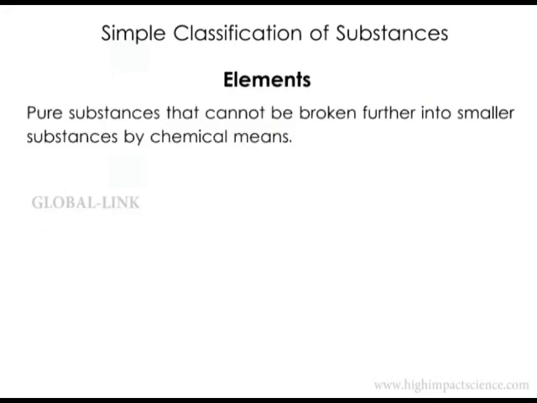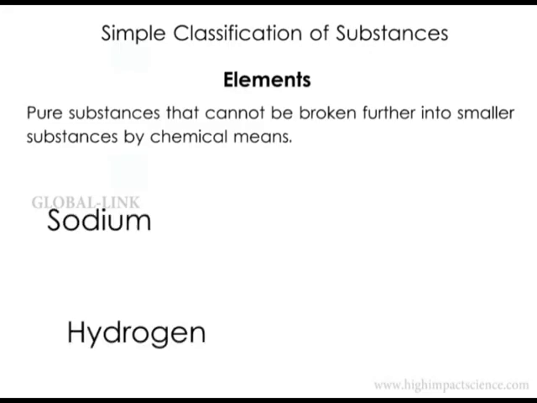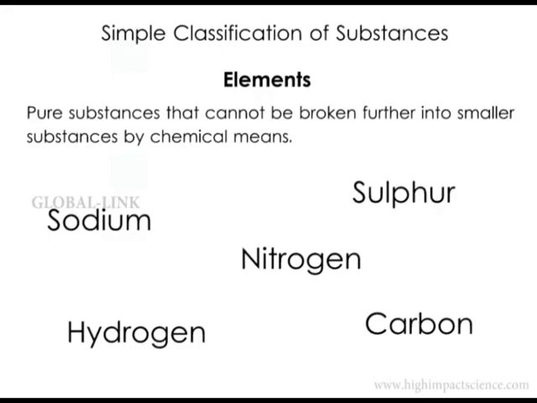Pure substances are further classified into elements and compounds. An element is a pure substance that cannot be broken further into smaller substances by chemical means. Examples of elements include sodium, hydrogen, carbon, nitrogen, sulfur, and many others. In nature, there are over 110 known elements, and they are arranged in what we call a periodic table that we will see in Form 2.